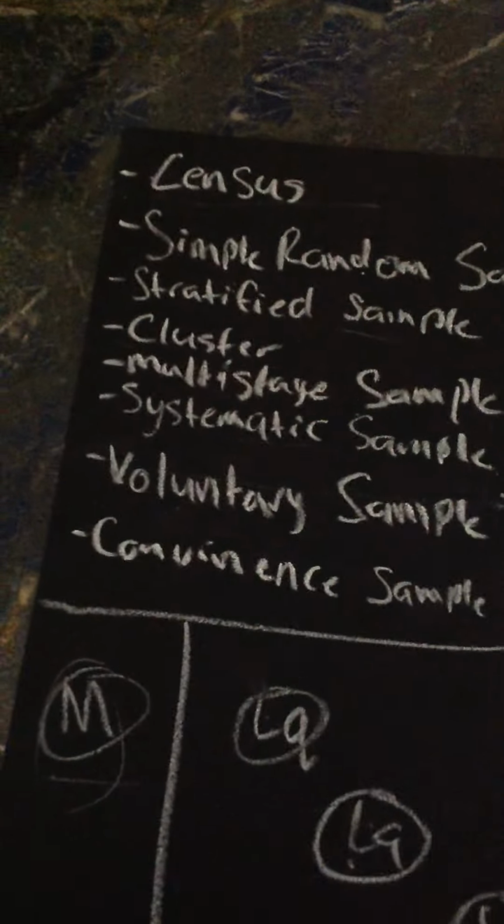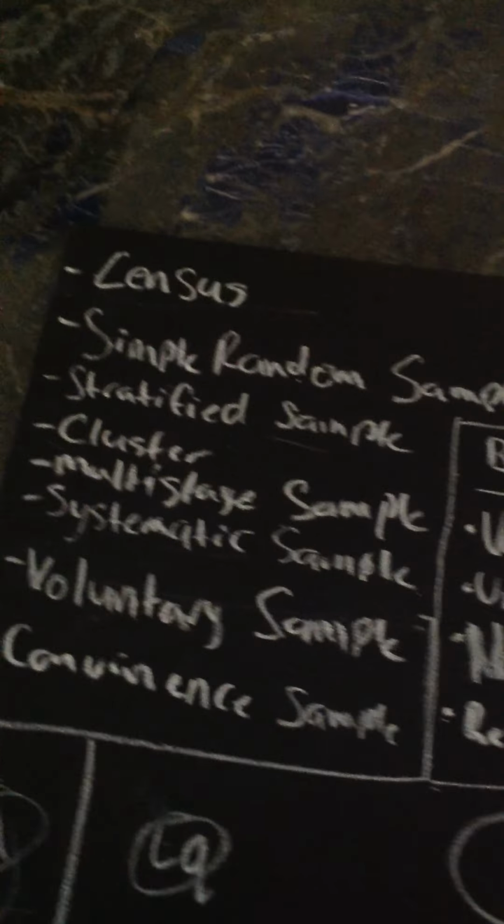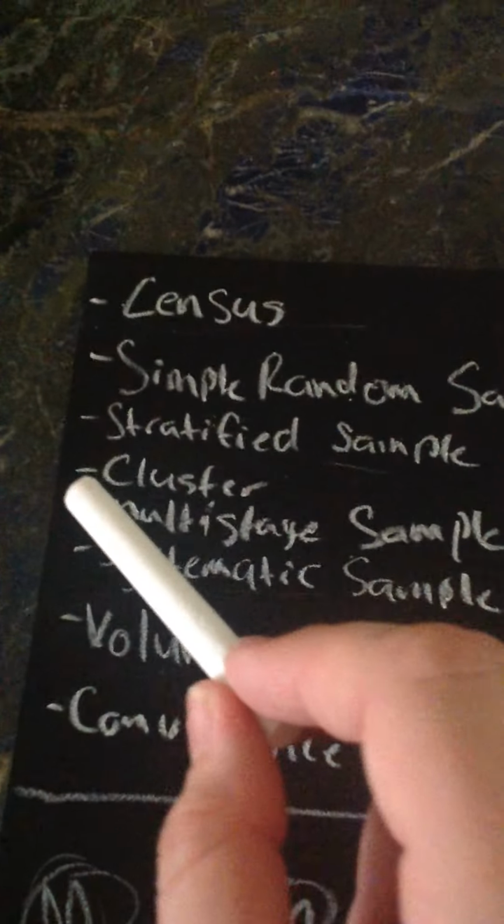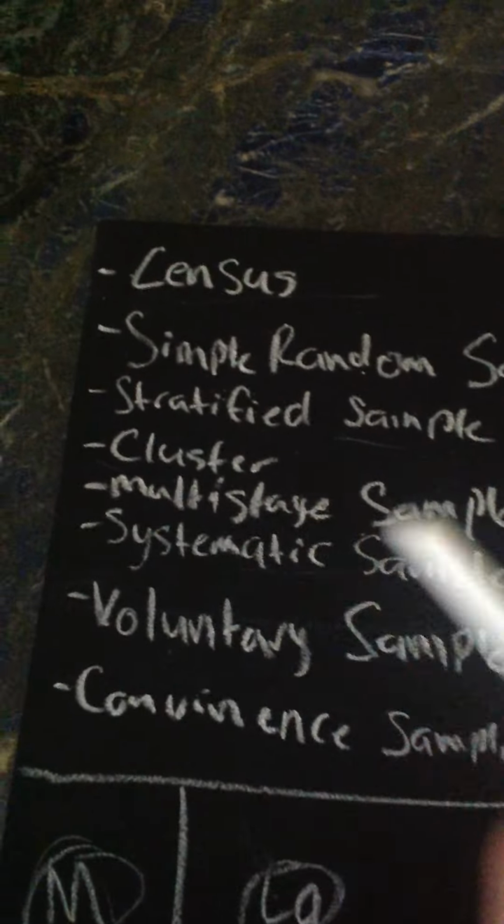Simple random sample is basically, say this board was just full of names, and I'm like, this one, this one, this one, this one, this one. Just pick a whole bunch of names. That's basically what a simple random sample is. Roll the die, just kind of leave it to chance. A stratified sample is easier explained in another example, so we're going to cover that in a second. Same thing with the cluster and the multi-stage.